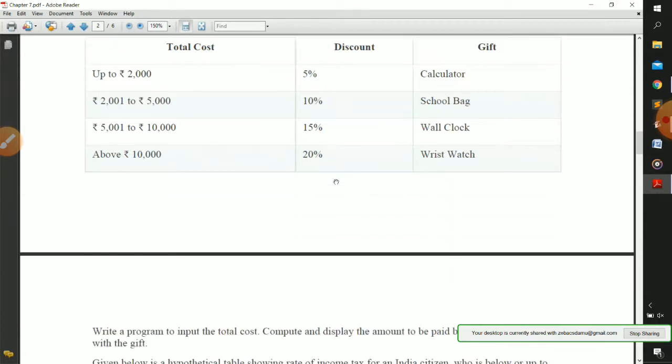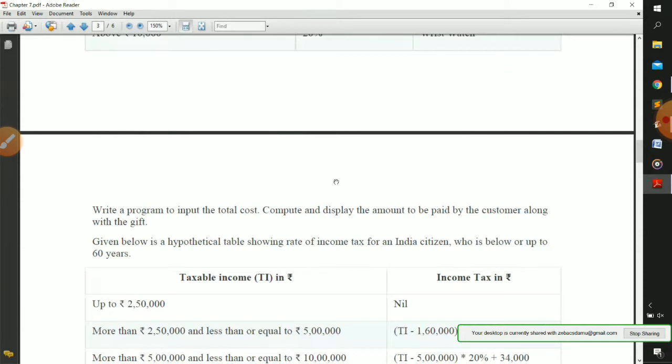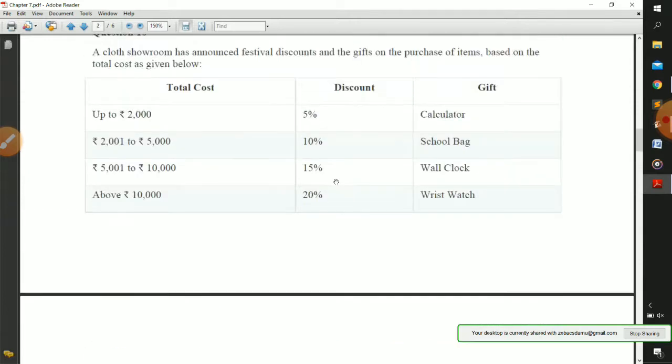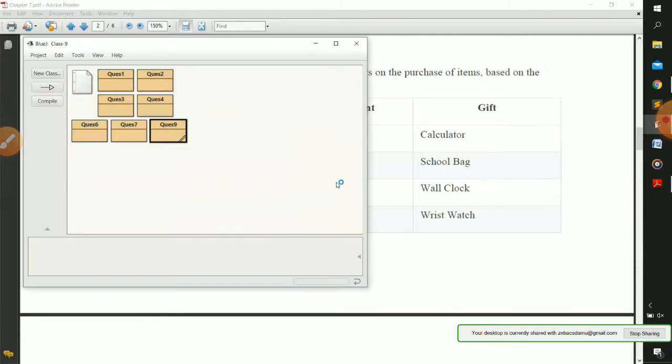Okay, so now you see what we have to do in this question. Write a program to input the total cost. Okay, so total cost we need to take as an input, compute and display the amount to be paid by the customer along with the gift. Now, how much amount the customer has to pay means firstly we are going to calculate the discount, then afterwards we will have to subtract that discount from the total cost. Okay, then we will get our total amount to be paid, and the gift as well we need to store. Okay, so for question number 10 let us write down our code.